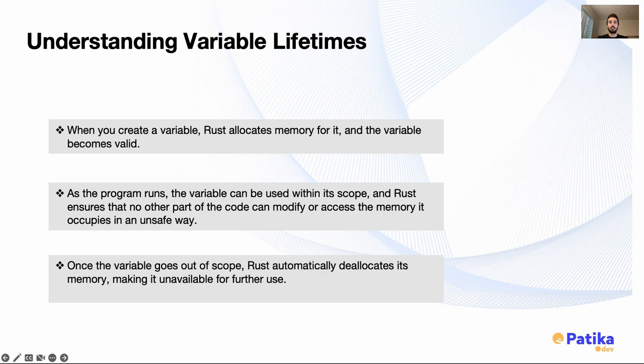By managing variable lifetimes, Rust ensures that memory is accessed only when it's valid and prevents common issues like use after free. Additionally, Rust's borrowing and ownership system enforces that only one mutable reference or multiple immutable references to a variable can exist at a time. This approach eliminates data races and further contributes to memory safety in Rust programs.